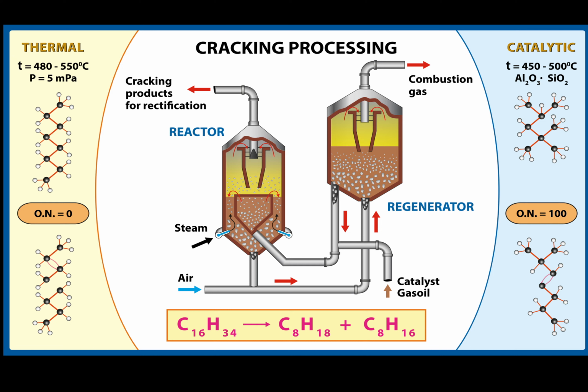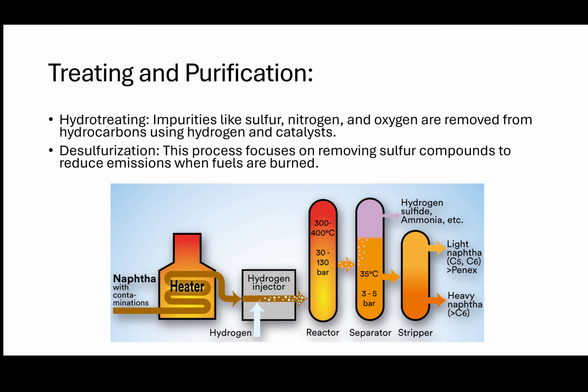Treating and purification. After all that cracking business, we don't just leave it as it is. We have hydrotreating, where impurities like sulfur, nitrogen, and oxygen are removed from the hydrocarbons using hydrogen and catalysts. And we have desulfurization, which focuses on removing sulfur compounds to reduce emissions when fuels are burned. Sulfur is present in the fuels we produce, but we don't want the sulfur to be combusted. Why don't we want the sulfur to be combusted and released into the atmosphere as sulfates? What happens when sulfates are released into the atmosphere?